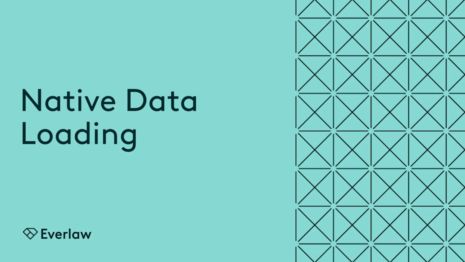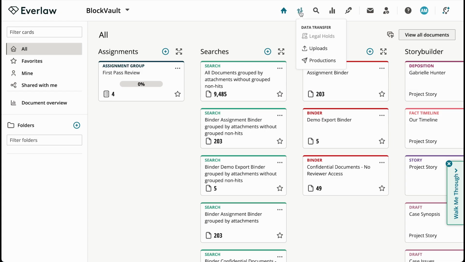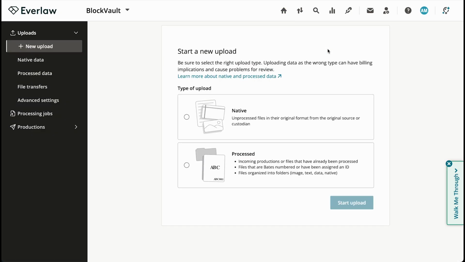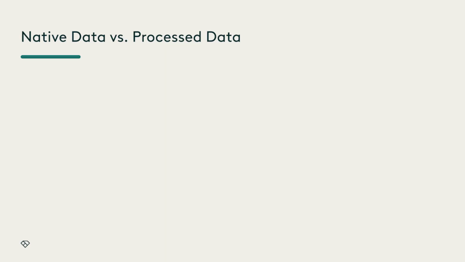In this video, we'll learn how to get started with uploading native data to Everlaw. To begin an upload, we'll go to the Uploads page. Here, we must answer the question, do we have native data or processed data? Let's learn the difference. Native and processed data can be distinguished in different ways: how the documents are formatted, whether they have Bates numbers, and where the documents came from.